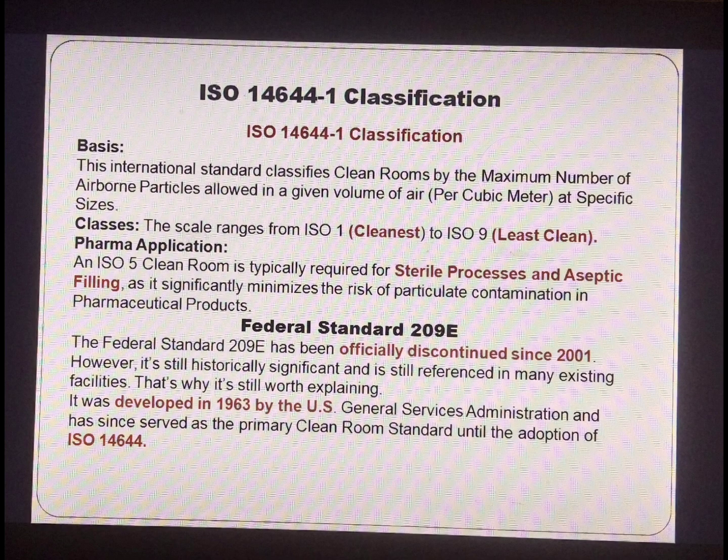Federal Standard 209E. The Federal Standard 209E has been officially discontinued since 2001. However, it is still historically significant and is still referred to in many existing facilities. That is why it is still worth explaining. It was developed in the year 1963 by the US General Services Administration and has since served as a primary clean room standard until the adoption of ISO 14644.